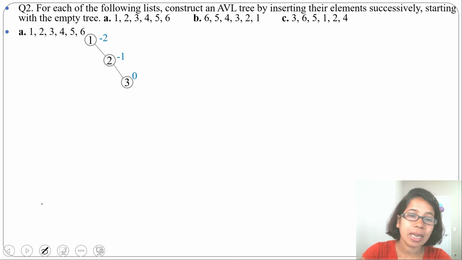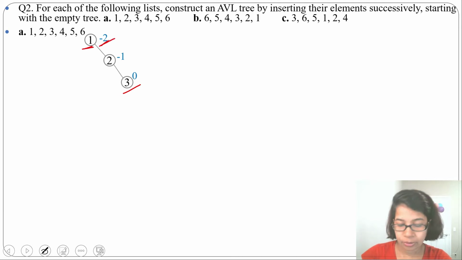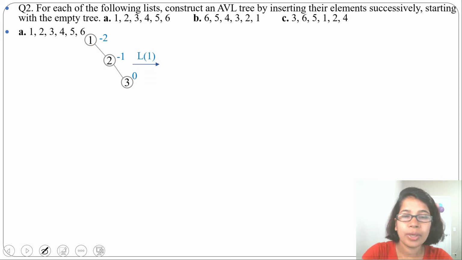We inserted as a right child, so we will do L rotation of 1, as for 1 the balance factor is minus 2. When we do left rotation of 1, this 2 will be the parent. So the immediate right child of the root will be the parent. Now 2 will be the parent, 1 will be its left child and 3 will be its right child. Now all balance factors are 0. Next we will insert 4. 4 is greater than 3, so 4 will be the right child of 3.